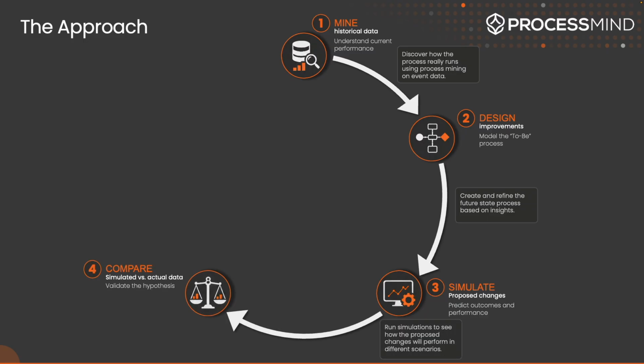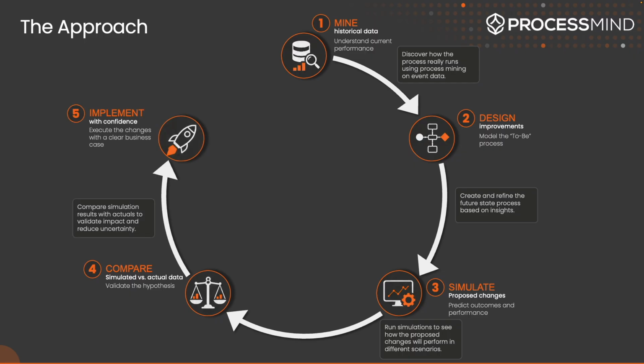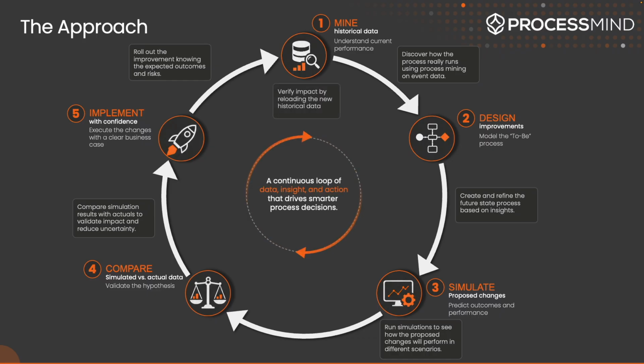Of course, once the simulation has been done, there will be a comparison between the actual data and the to-be state to see if the change has a real result. Then, of course, the implementation takes place where the changes can be made in the real-life system, and then the circle continues endlessly to see what the effects will be after making the changes in the real-life system. This is what we call the continuous improvement loop. But let's now dive into the demo to see how we actually go about this.